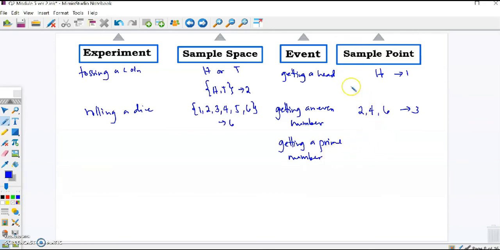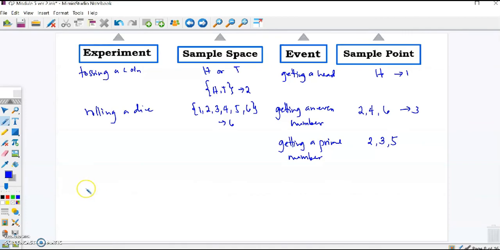Again, the sample points will come from the sample space because an event is a subset of a sample space. So therefore, getting a prime would mean having 2, 3, or 5. Are you getting that? Next. Okay, I'm getting that, teacher.